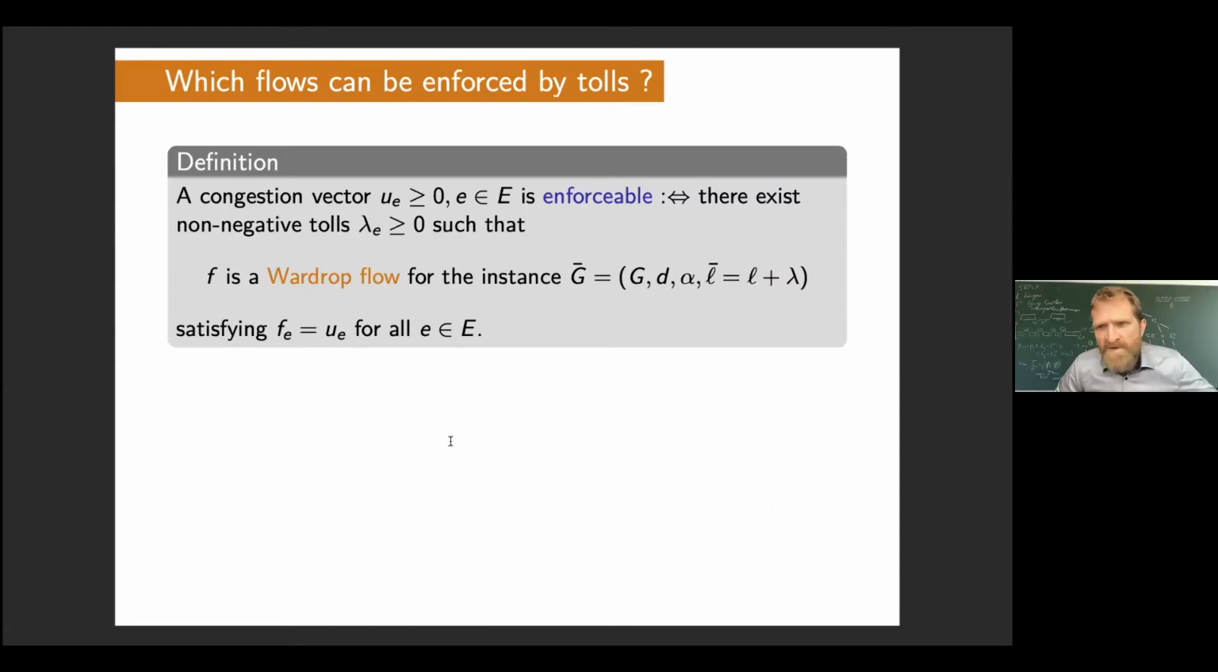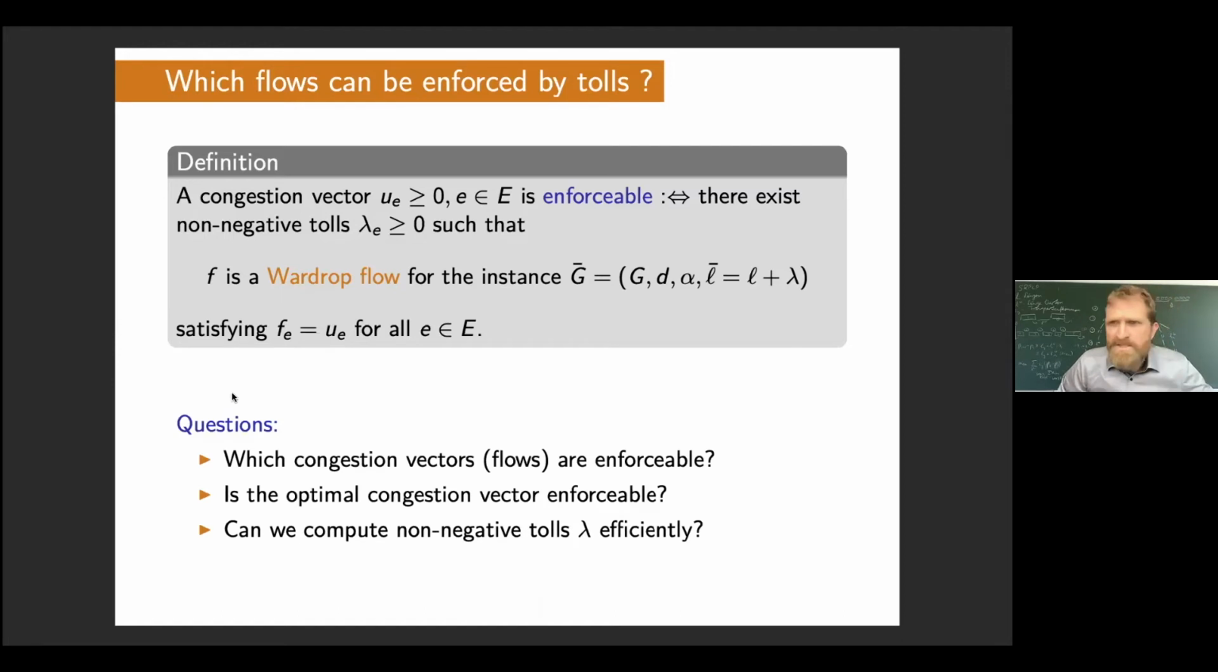And let me define formally a congestion vector u per edge. u is enforceable if and only if there are tolls such that f is a Wardrop equilibrium for the instance now with tolls, so that for every edge we indeed realize this given vector of edge flows. This is the notion of enforceability we define here.